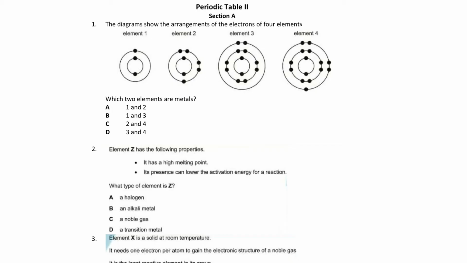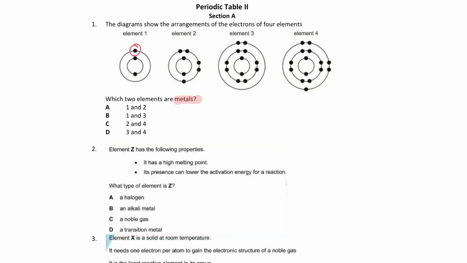The diagram shows the arrangement of electrons in 4 elements. Which 2 elements are metals? Now the key here is understanding what metals do. Metals are the ones that have the ability to lose electrons. They're good at that. And why would anything lose electrons? When the number of electrons being lost is small and it takes less energy to do that.